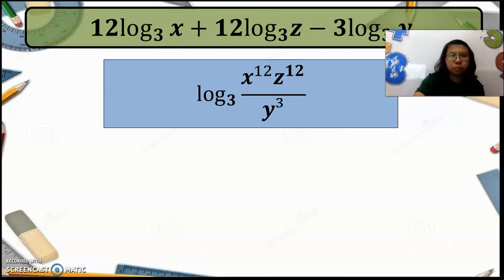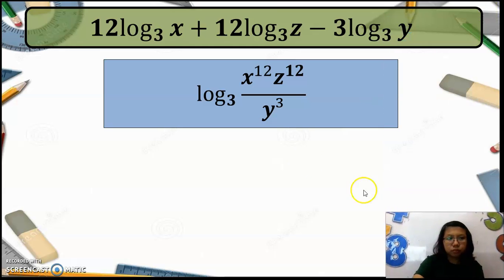Let's have another example. I have here 12 logarithm of x to the base of 3 plus 12 logarithm of z to the base of 3 minus 3 logarithm of y to the base of 3. Okay, so we can write it as logarithm to the base of 3, and then 12 logarithm of x to the base of 3, we can write it as x raised to 12.